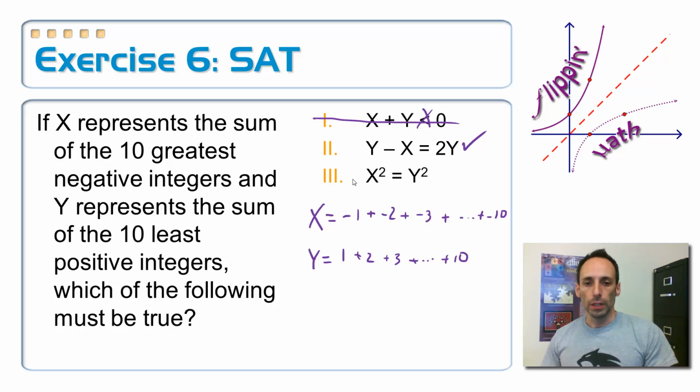And then finally, is x squared equal to y squared? And this one is also yes. The reason why is because these will have the exact same absolute value. One is going to be positive and one of them is going to be negative. But when you square them, they both become positive again. And so, yeah, that one works out too.